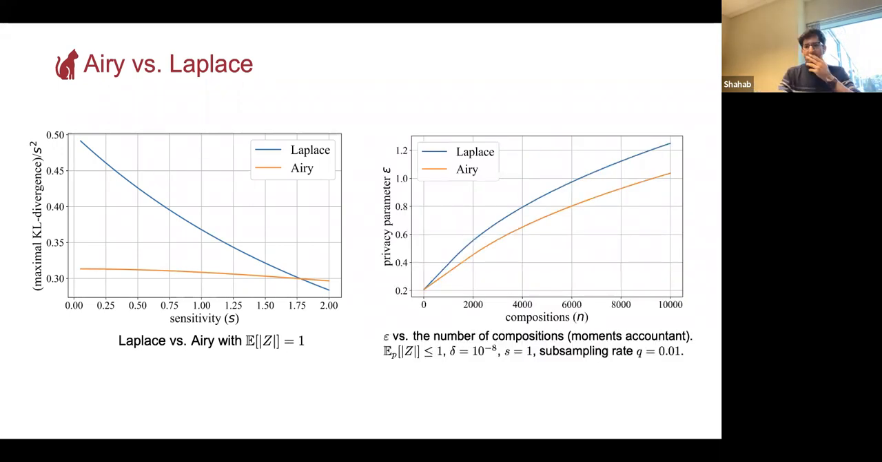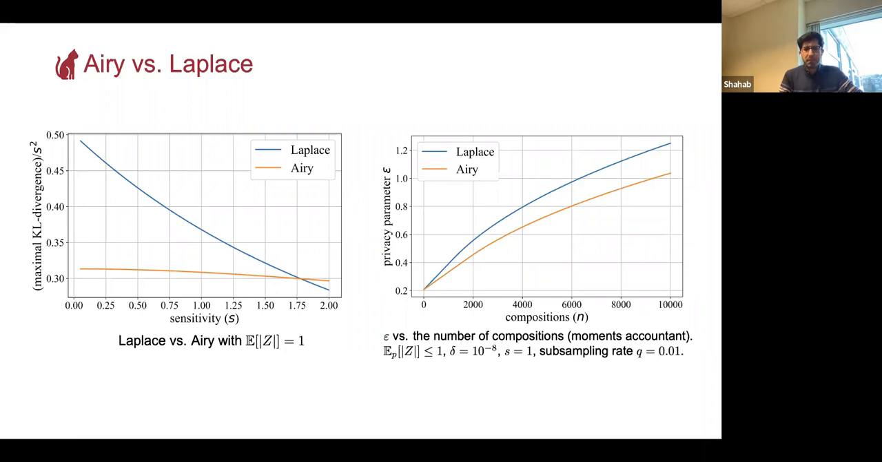Now let's do another moments accountant. Here we have epsilon in terms of the number of compositions. Airy is the orange one. Airy is going to give you a better epsilon compared to Laplace, but the gap is not as big. For example, if the number of compositions is 4,000, Airy gives you something like maybe 0.6, and Laplace gives you 0.8. So not that much difference.